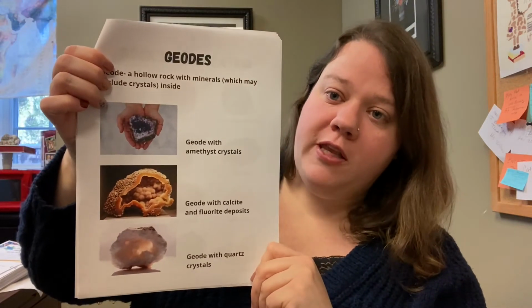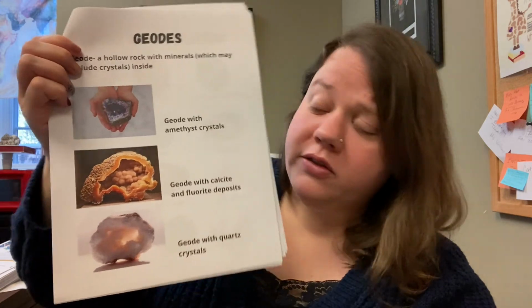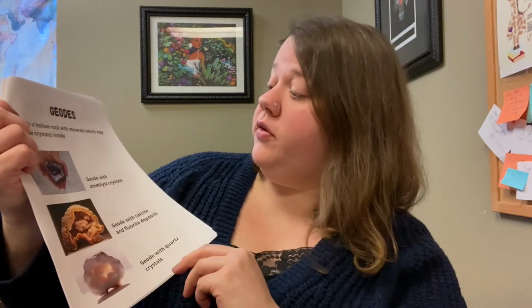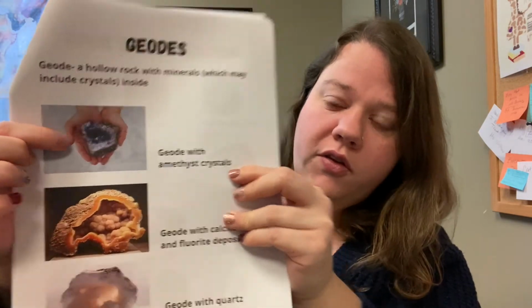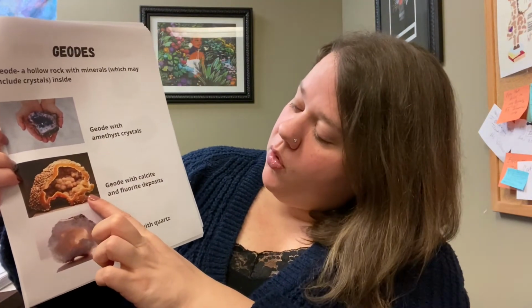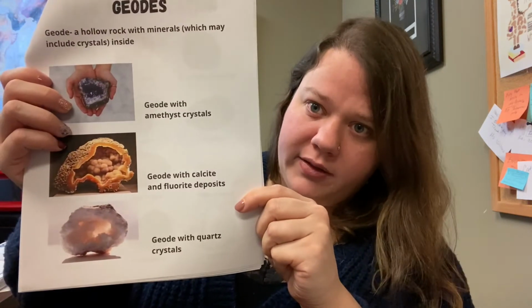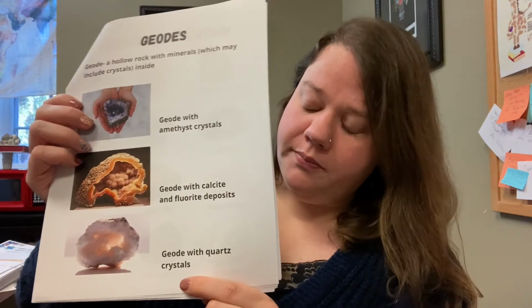Okay, so what are geodes? I have some examples on this page, and you can see that geodes are all different colors. And that is because a geode is a hollow rock with minerals, which may include crystals inside. So the first one is a geode with amethyst crystals. So there are purple crystals inside. This one is a geode with calcite and fluorite deposits. And this one is a geode with quartz crystals.